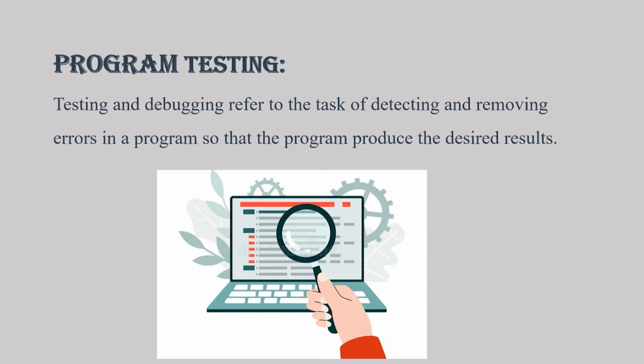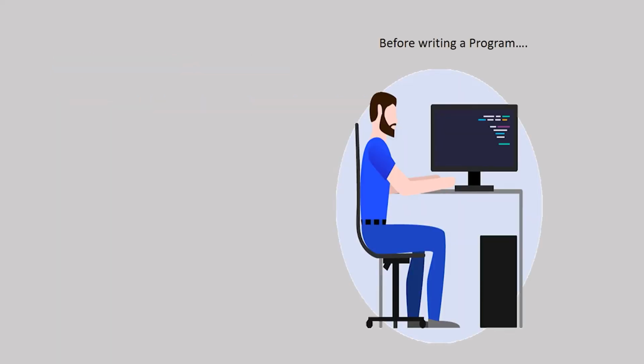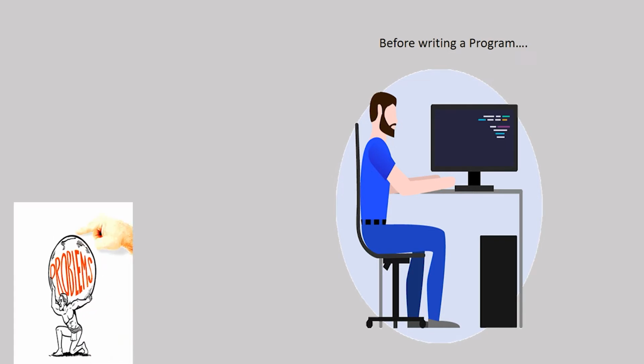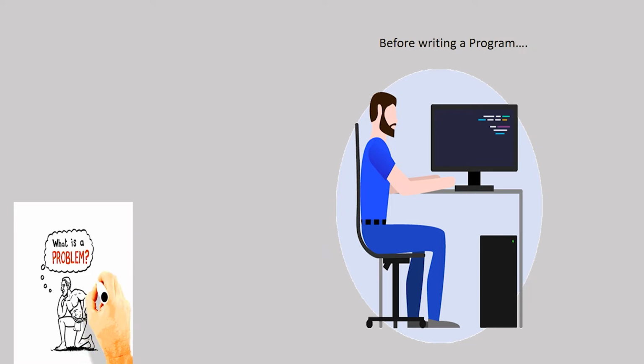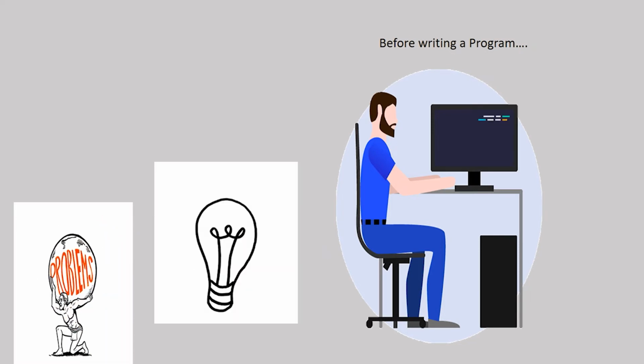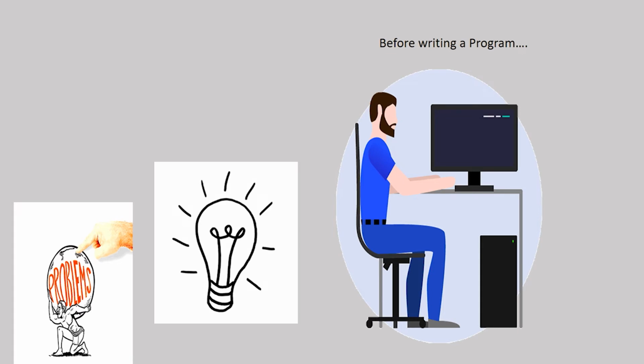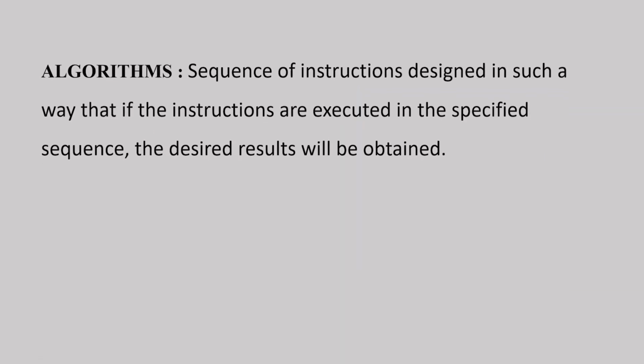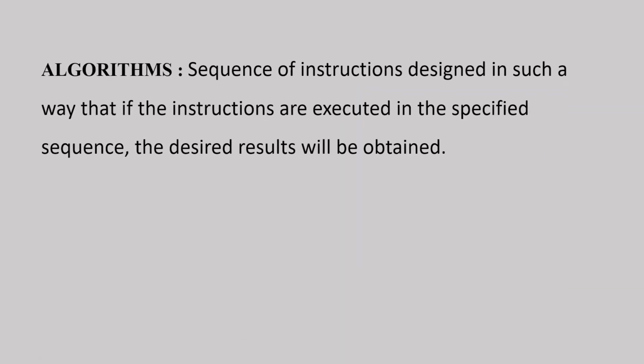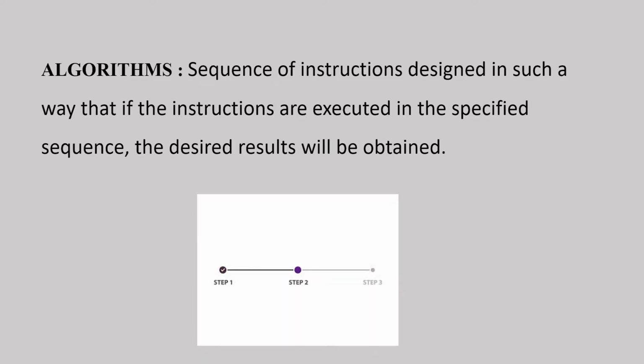But remember that before writing a program, it is very essential to have a thorough understanding of the problem and a carefully planned approach to solving the problem. So, we can formally define algorithm as a sequence of instructions designed in such a way that if the instructions are executed in the specified sequence, the desired results will be obtained.